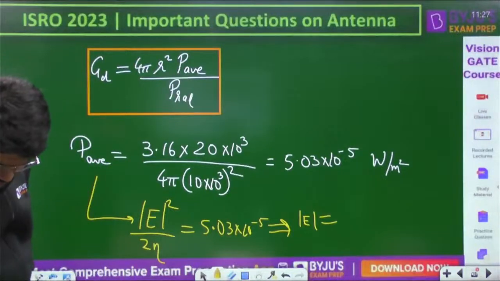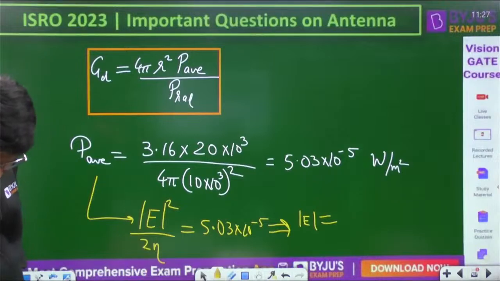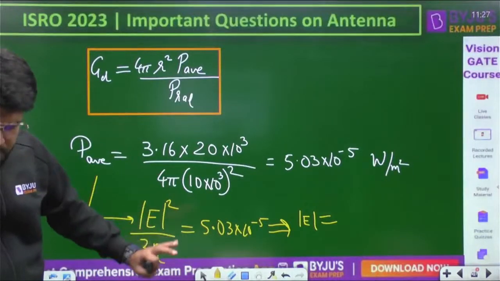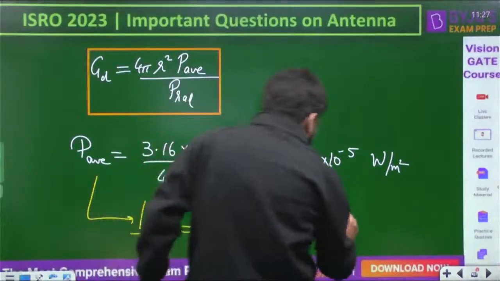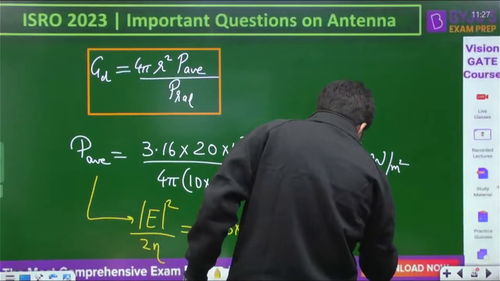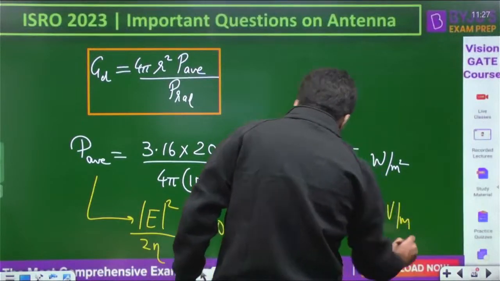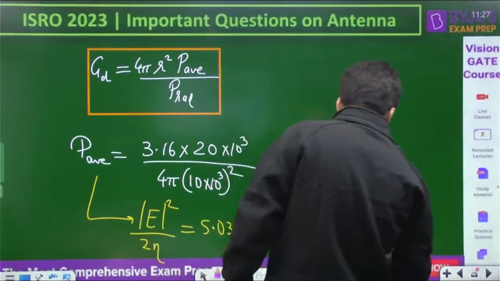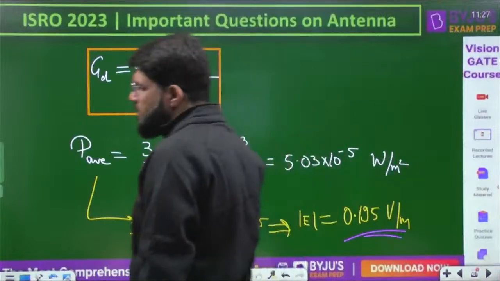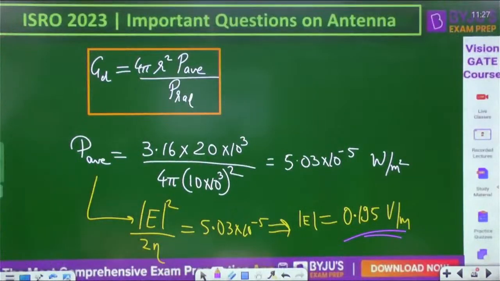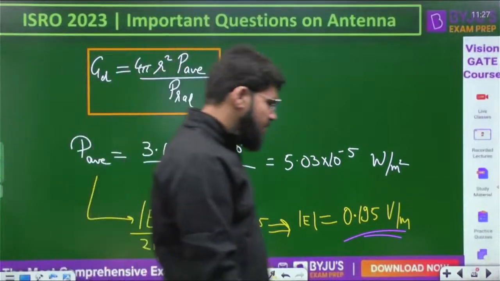So let's take down that answer. After taking the square root and solving the complete value, it is 0.195 volt per meter. That is the final answer: 0.195 volt per meter.